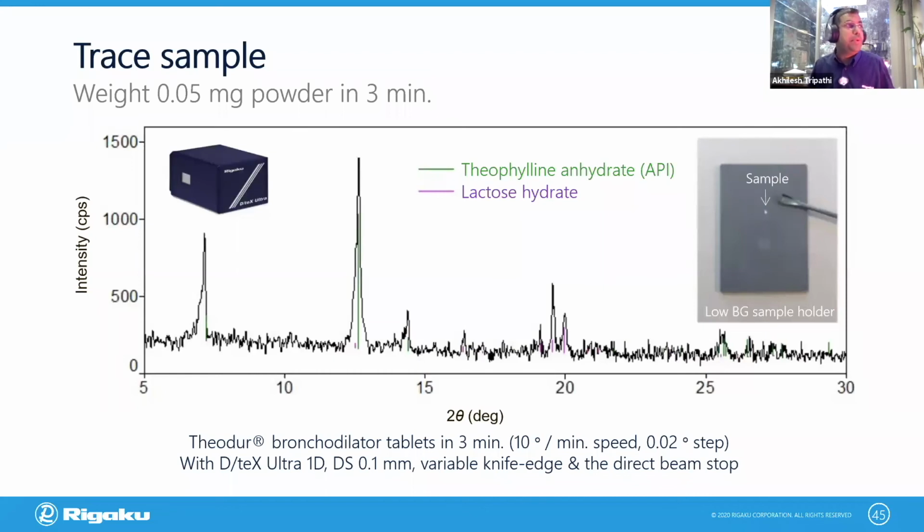This is an API material, a carbon, hydrogen, nitrogen pharmaceutical material, and even for materials which do not have high atomic numbers, both the API and lactose hydrate can be seen in a 3-minute scan.